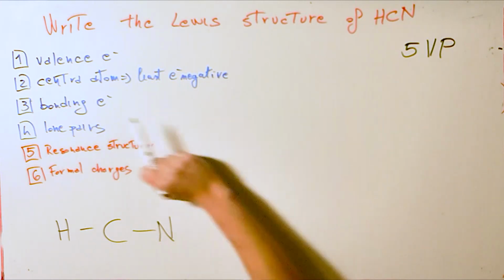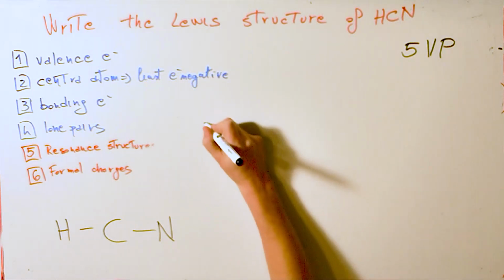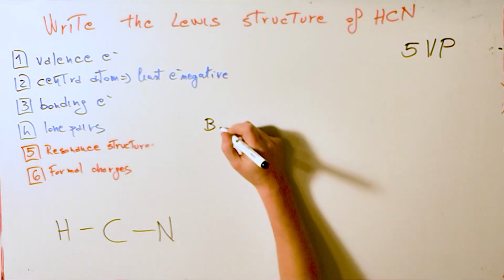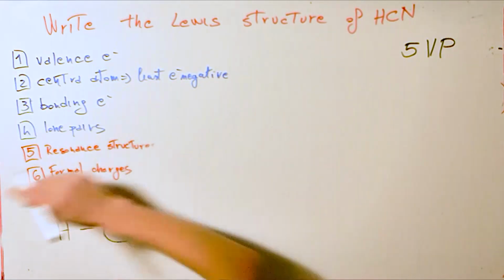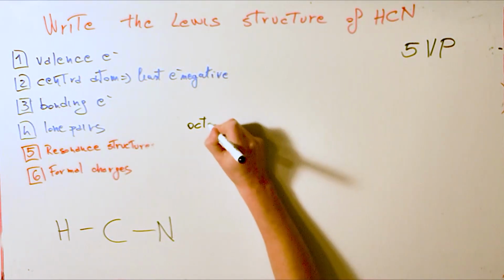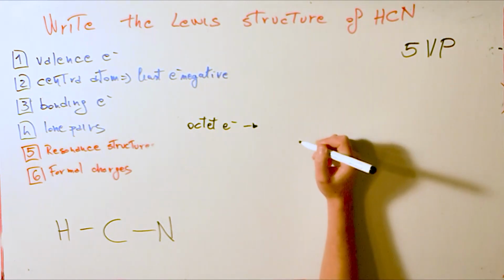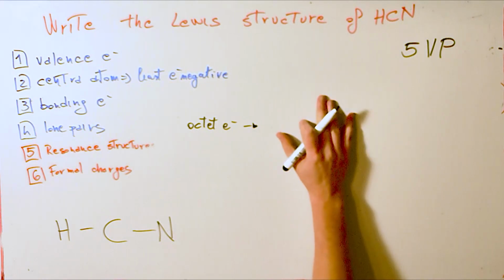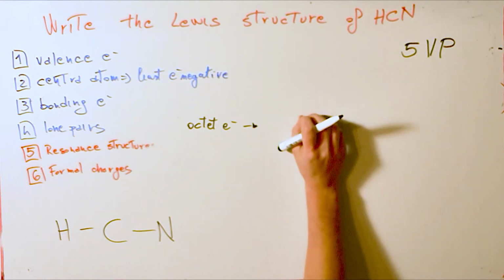Now, bonding electrons. How many bonding electrons do we have? Bonding electrons can be calculated by, first of all, calculating the octet electrons, which are given by the total electrons coming from the observation of octet rules.